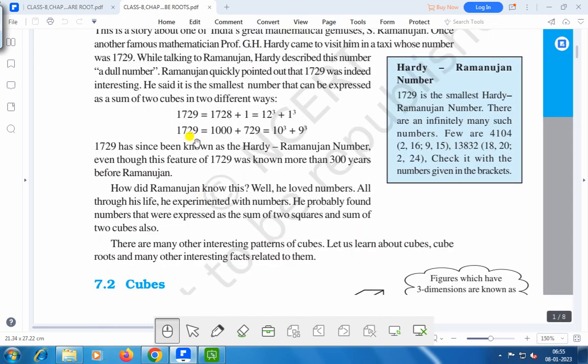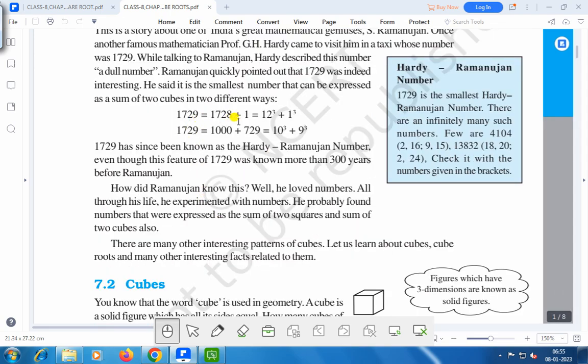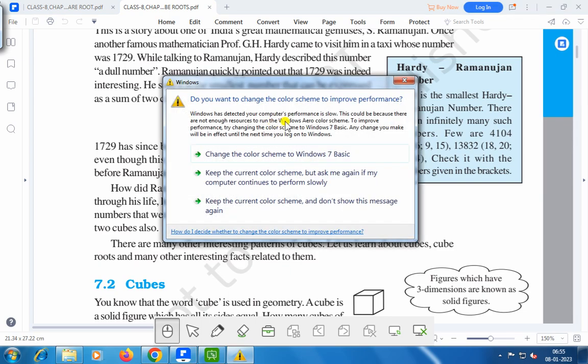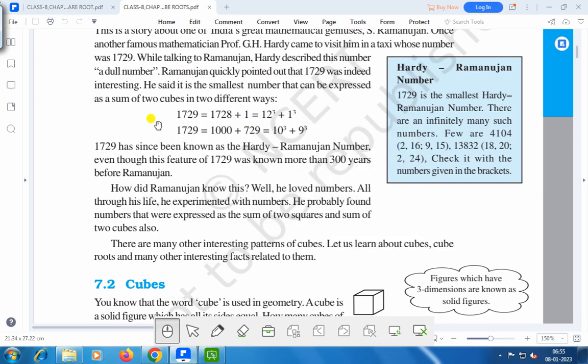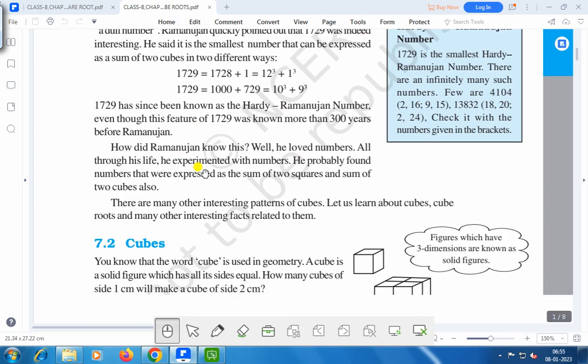ways. 1729 can be 1728 plus 1, that is 12 cube plus 1 cube. Or 1729 is equal to 1000 plus 729, 10 cube plus 9 cube. 1729 has since been known as the Hardy-Ramanujan number, even though this feature of 1729 was known more than 300 years before Ramanujan.